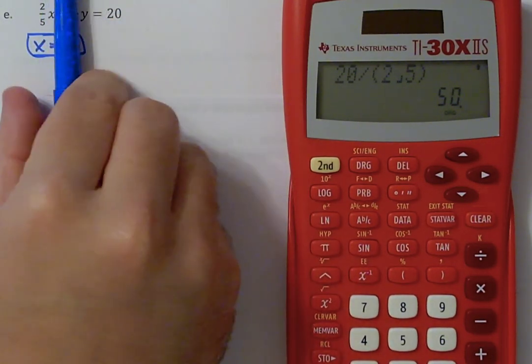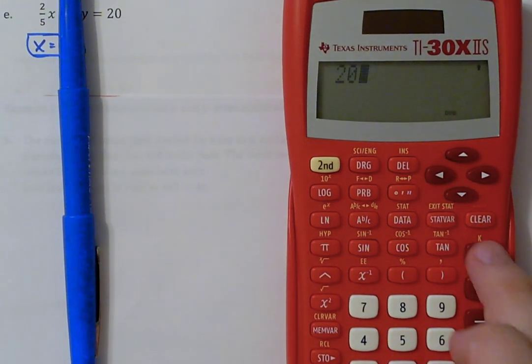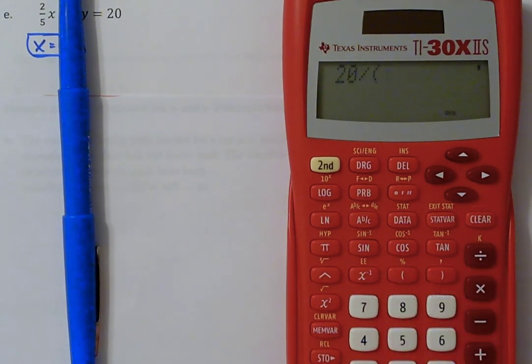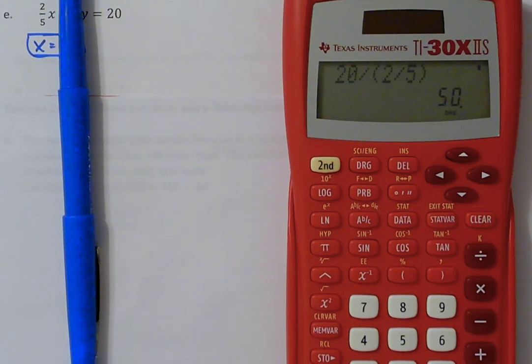Now, in case some of you don't have the ABC button, it doesn't matter. I can do 20 divided by, and then parentheses, 2 divided by 5, end parenthesis, and I still would end up with 50 as my result. Okay, so I figured out my x-intercept.